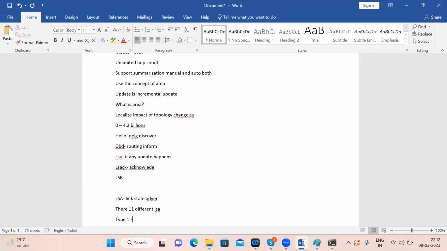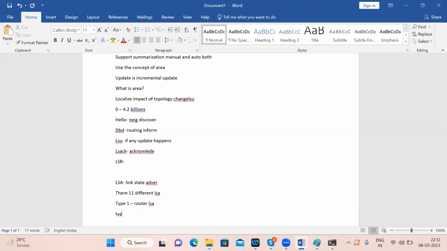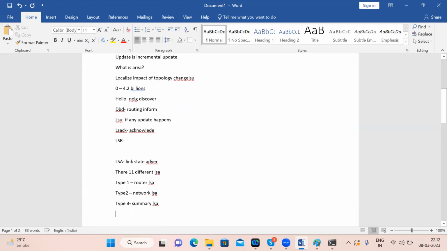The first one, Type 1, is the router LSA. Very good. Type 2, network LSA. Type 3, summary LSA. Very good. Type 4, ASBR LSA. Very good.